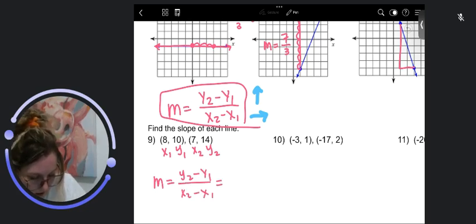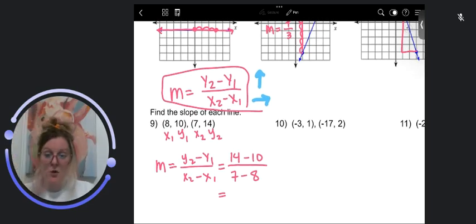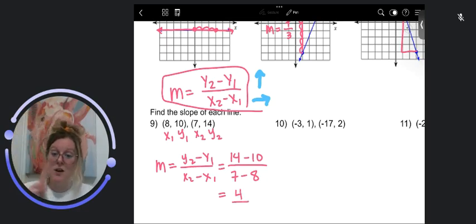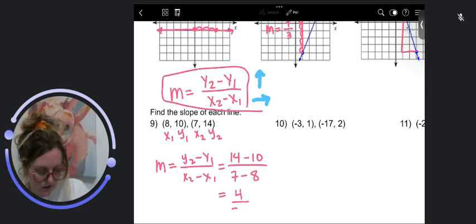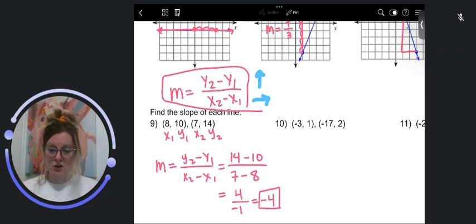Filling that in, I get 14 minus 10 divided by, here are my x's, 7 and 8. So I'm going to do 7 minus 8. I'm going to clean up the top first. So on the top, I have 14 minus 10, which gives me 4. On the bottom, 7 minus 8 is negative 1. And if you divide that, you will get a negative 4. That is option number 1.